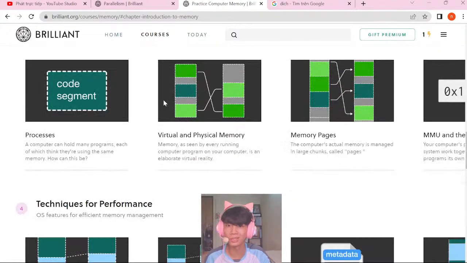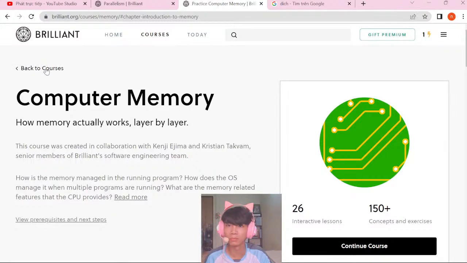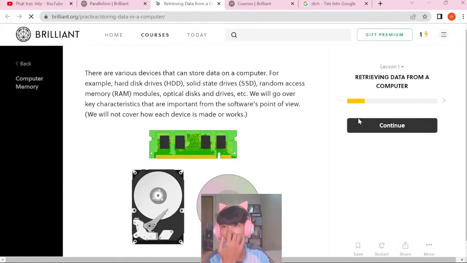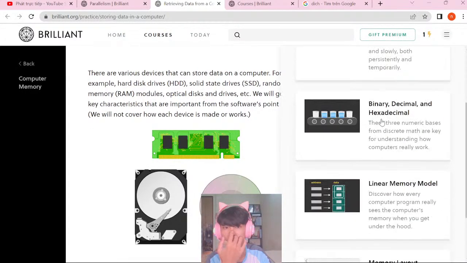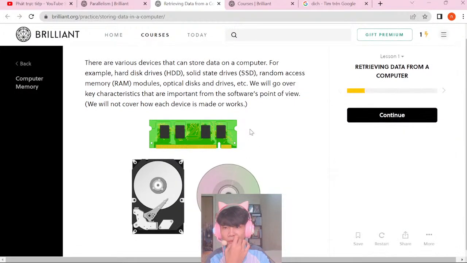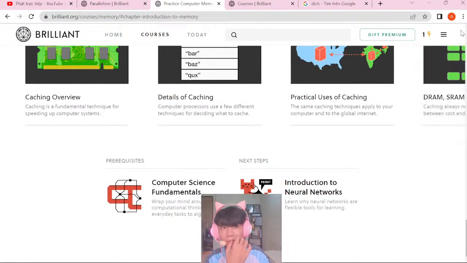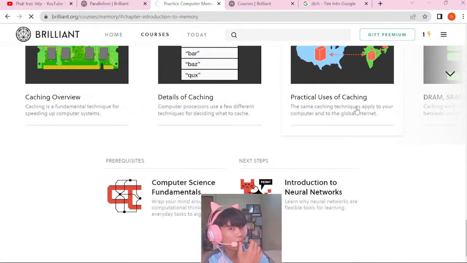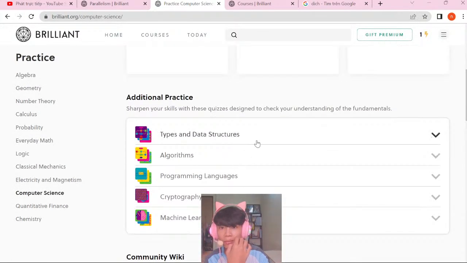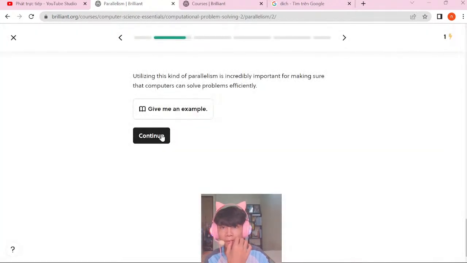Computer memory, where is this from? Where is this from? Computer memory, we have this exercise. What the heck is it? It's really hard here. No, no, never. Okay, continue.